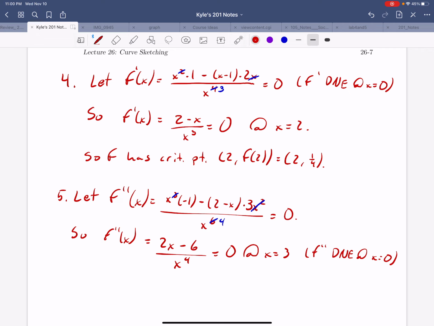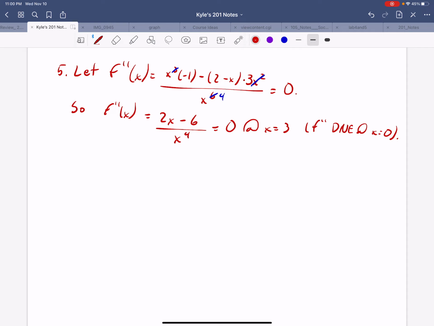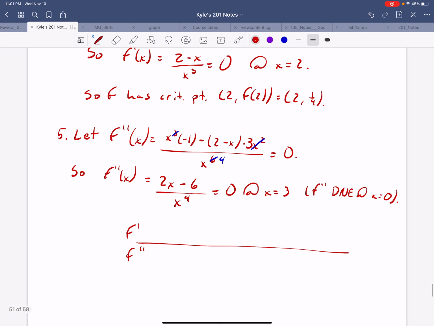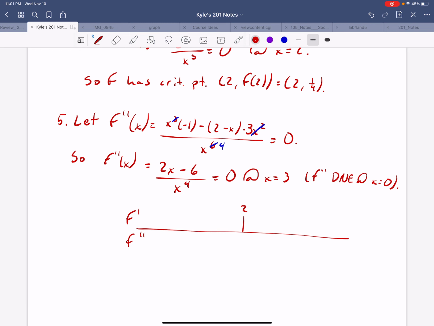Okay, so now let's do our chart, right? F prime up here, f double prime down there. Critical number was 2 for f prime. Possible inflection number 3 for f double prime. And we do also have to note that we have 0, right? That's a critical number for f, and also a possible number of concern for f double prime, right?